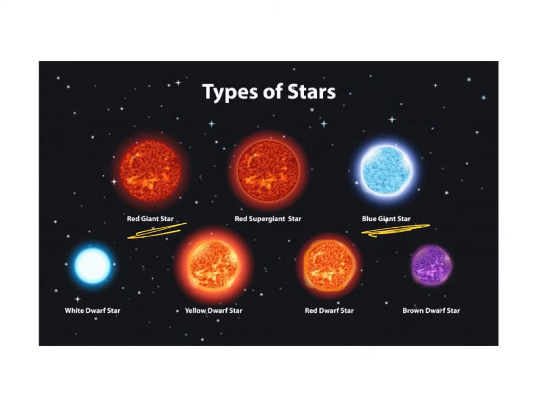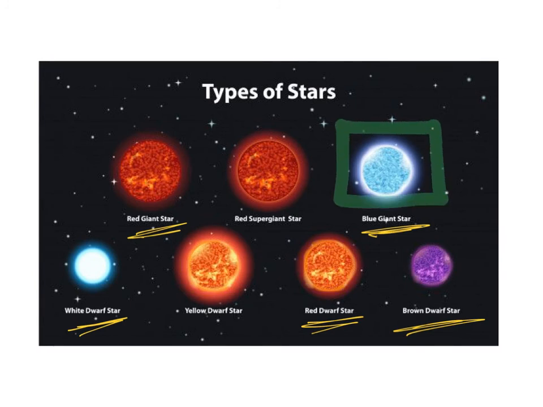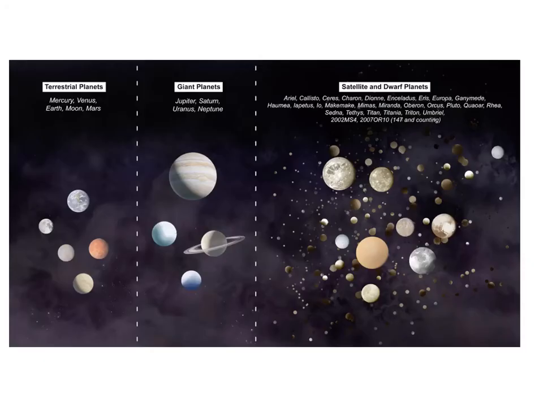This is a blue giant. This is a white dwarf. This is a red dwarf. This is a brown dwarf. Now, fun fact. Which of these do you think is the hottest? So the hottest star actually is not a red star. It's a blue star. Blue stars are actually the hottest stars.